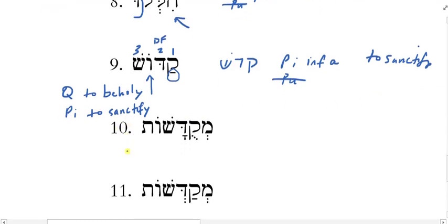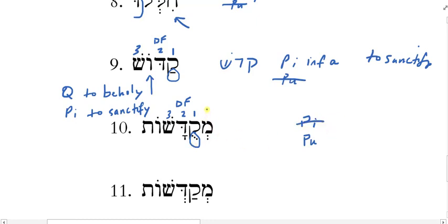I have mukudashot. Everybody, mukudashot. Do you see the root letters here? Kof, Dalet, Shin. Do you see the doubling dot in root 2? So this must be what? Piel or Pual. Look at the vowel pointing here. Root 1 has a what vowel class? That's U class, so this must be Pual.